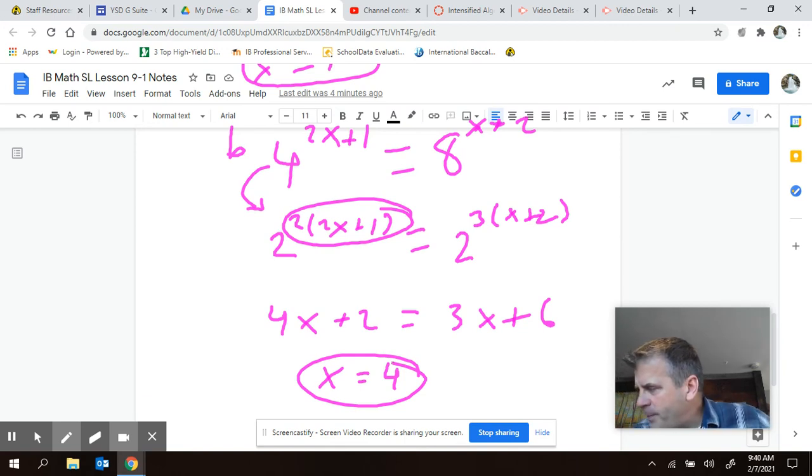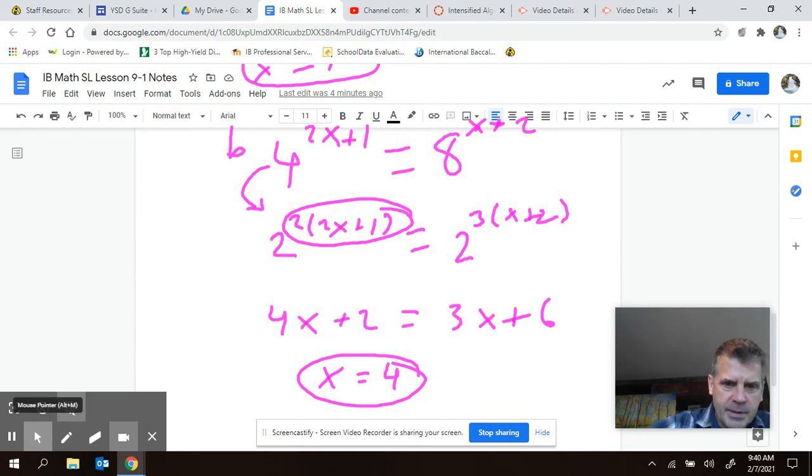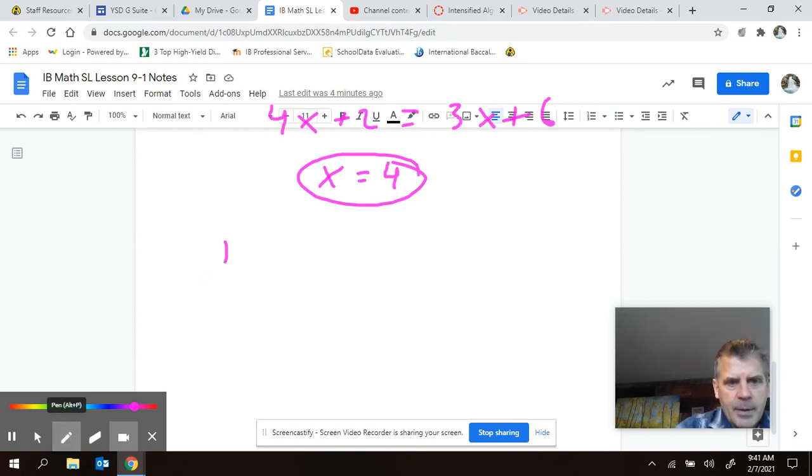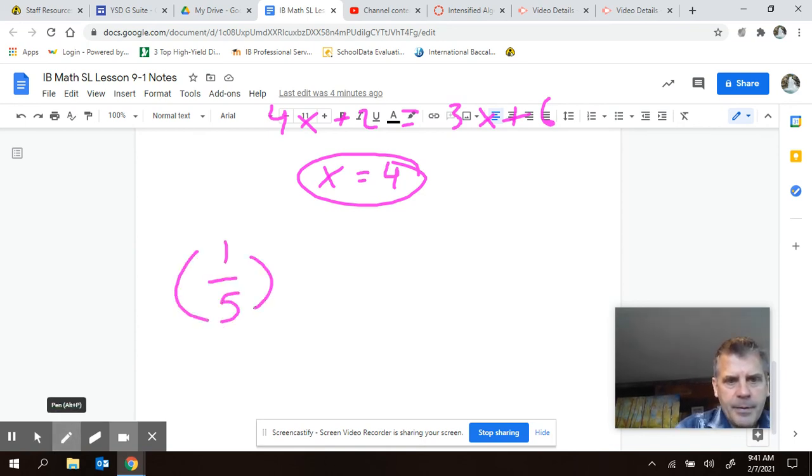Hey, I'm going to show you one more. This is a bit of a challenge one. This is coming from exercise 9C. I like this one. I'm just going to help you get set up and started. This is, I believe, question I, and it's going like this. 1/5 to the x is equal to 25.